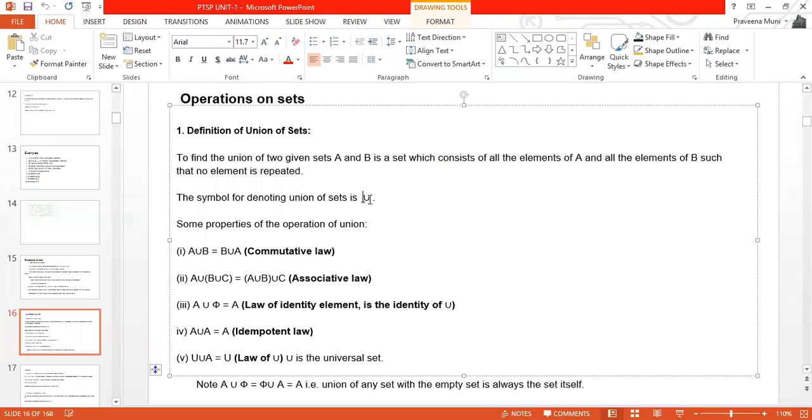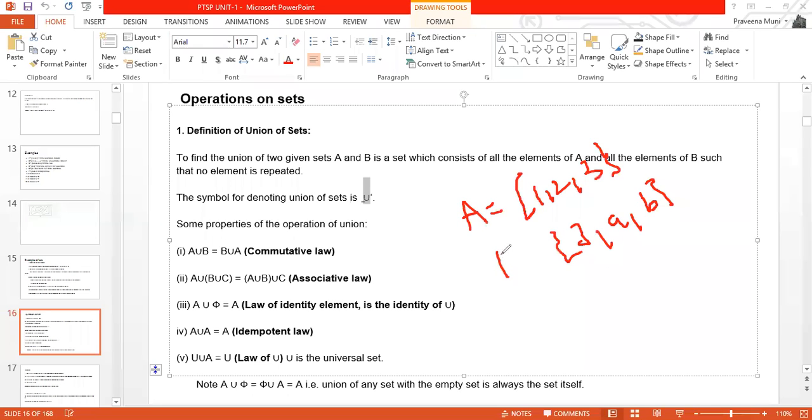How do you represent union? We use this symbol to represent the union. For example, the first set is A = {1, 2, 3}, and the second set is B = {3, a, b}. Can you tell me what is the union of A and B? The union of A and B is {1, 2, 3, a, b}. Very good.